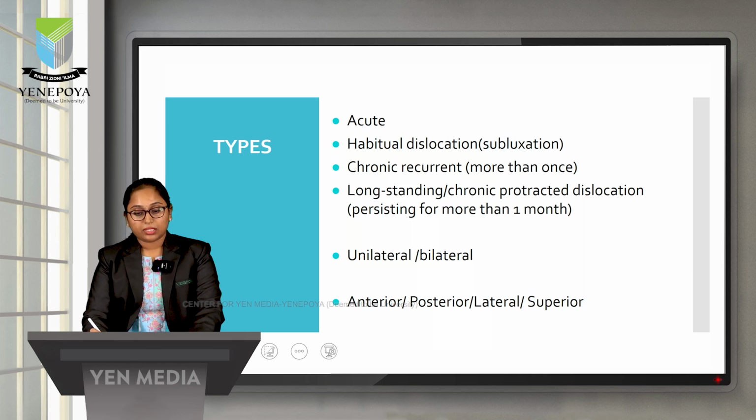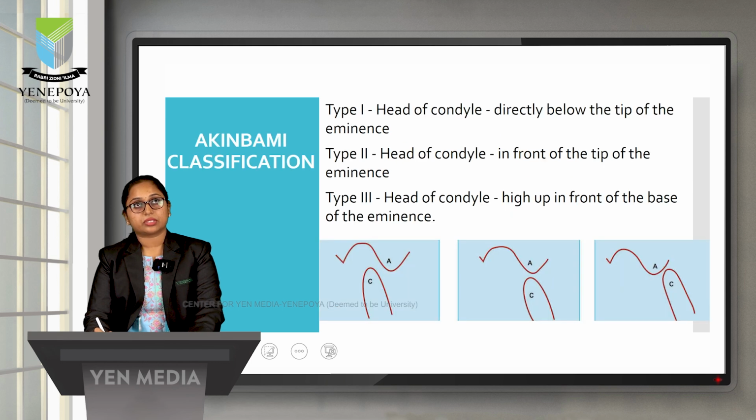The first is acute dislocation, and habitual dislocation is nothing but subluxation. When the dislocation occurs more than once, it is called chronic recurrent dislocation. Long standing or chronic protracted dislocation is when the dislocation persists for more than a month. The dislocation can be unilateral or bilateral, and it can be anterior, posterior, lateral or superior, but the most common is the anterior type of dislocation.